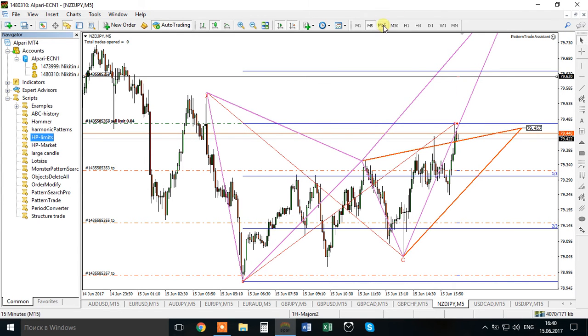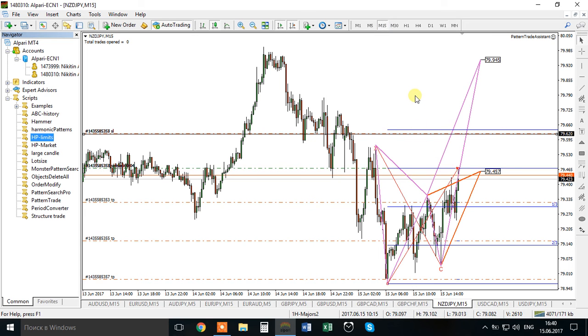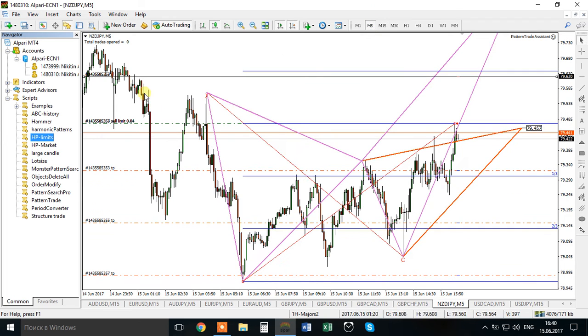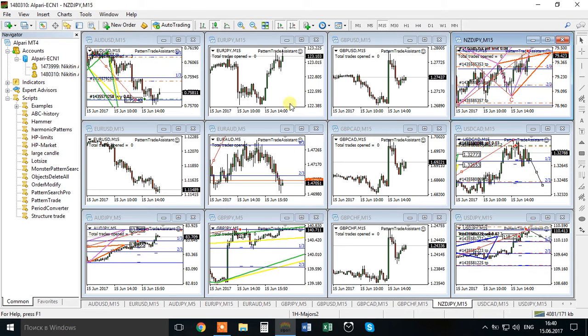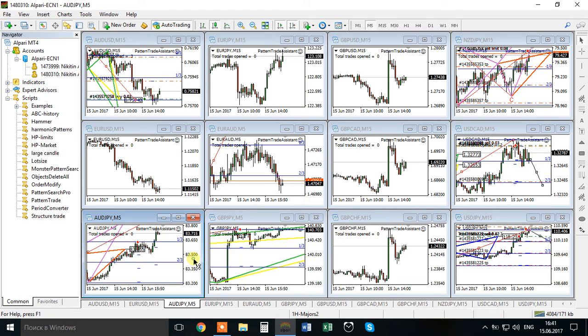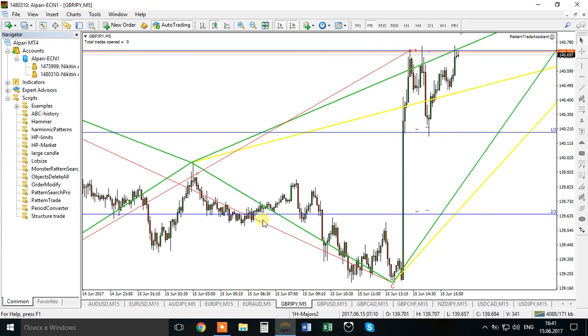After that, I just switch that to 15 minutes just to see a more compressed picture, not to have the large one taking the full screen. After that I tile the windows this way, and I see one trade is running, another trade hits stop loss. What is here? Pound yen.